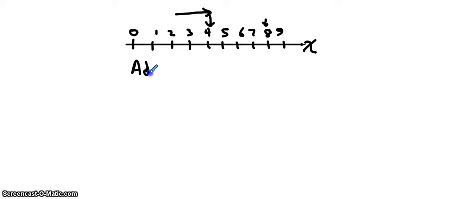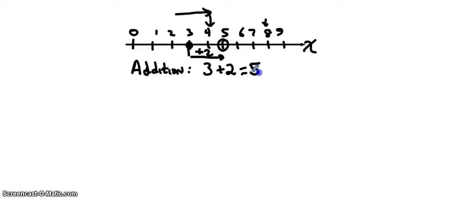We can also think about operations, for example, addition. Suppose we have 3 plus 2, and we want to figure out what that is. What we're going to do is start at 3, and move a distance of 1, 2 to the right. So this is plus 2, and where do we end up? We end up at 5.